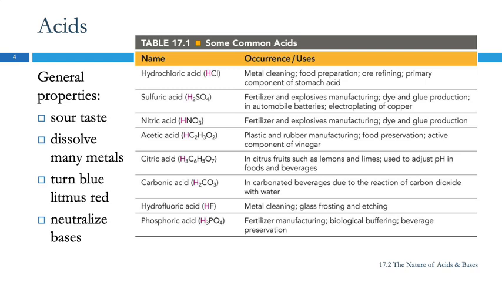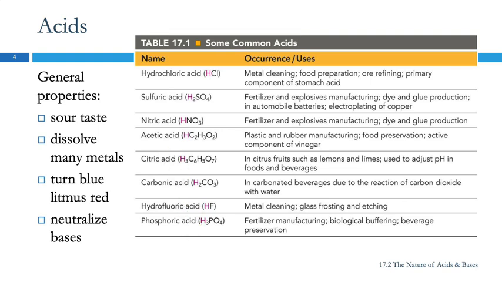This is a table of some common acids, and there's nothing that you need to remember from this. Just want to show you there's lots of different acids in our everyday lives. Carbonic acid, that's what's in soda as a result of the carbon dioxide. Citric acid is found in lemons and limes. And when we look at all of these chemical formulas here, we see the H in red. And all of these start with H.